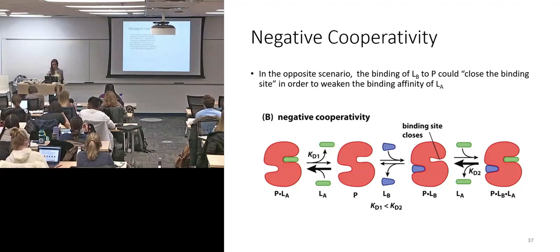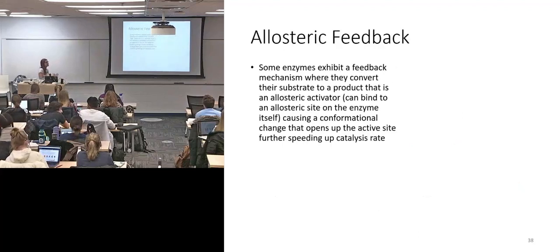Which one's which? Yeah. You could also have, on a single enzyme, allosteric feedback. Okay, so this sentence is kind of a mouthful. Some enzymes exhibit a feedback mechanism where they convert their substrate to a product that is then an activator. So it binds on an allosteric site on the enzyme itself, causing a conformational change that opens up its own active site to further speed up catalysis rate.